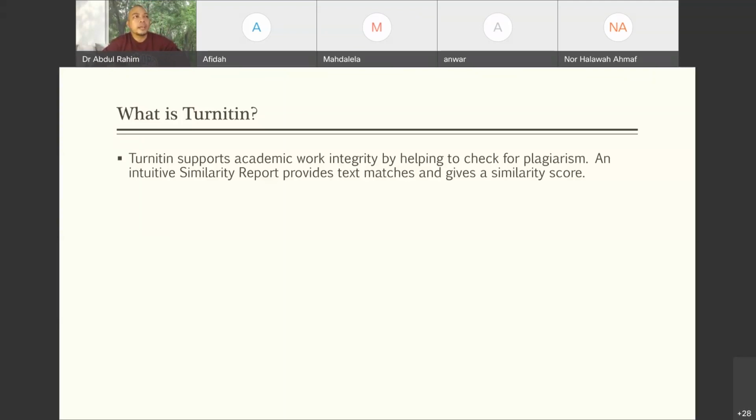So bear in mind, any action that we take where we commit plagiarism, the university management can take action against us, like a show-cause letter, something like that, which is actually not good for our career advancement. So an intuitive similarity report provides the text matches and gives a similarity score. So this is the purpose of Turnitin.